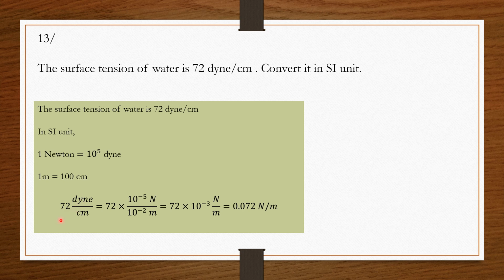So that's why 72 dyne per centimeter can be written as 72 into 10 to the power minus 5 Newton by 10 to the power minus 2 meter. And by converting it into Newton per meter, we can find the result as 72 into 10 to the power minus 3 Newton per meter, and is equal to 0.072 Newton per meter.